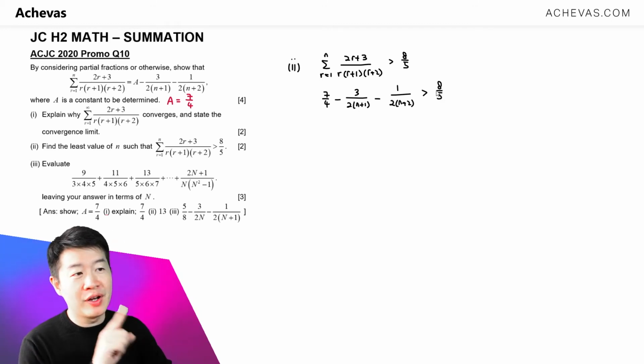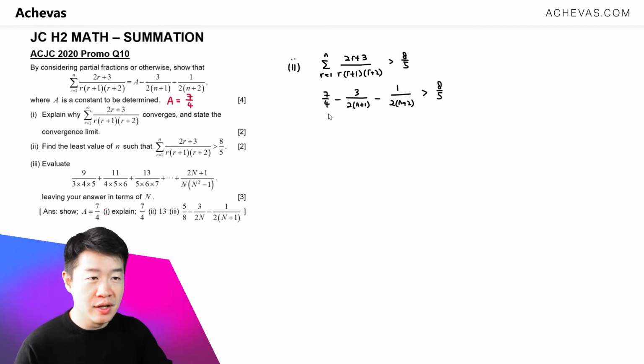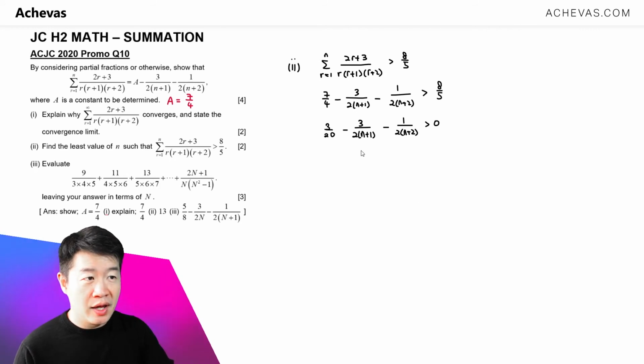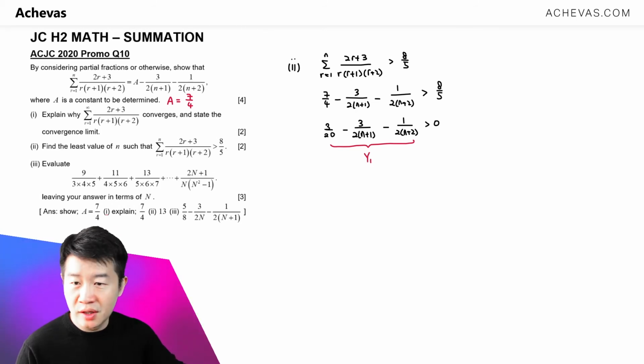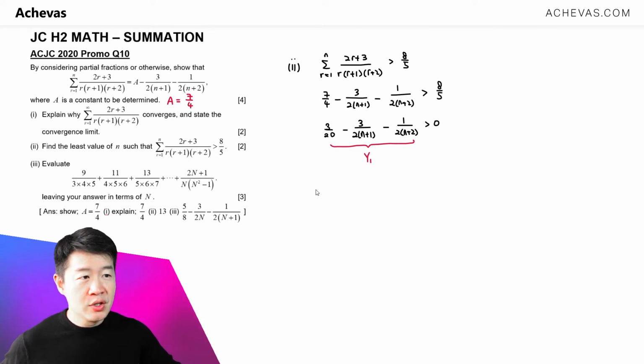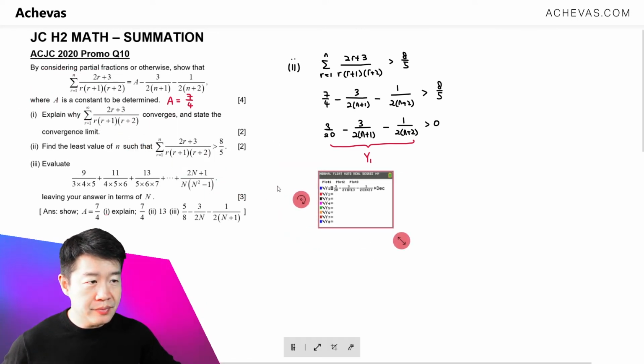And I'm going to bring 8 over 5 over to the left-hand side of the inequality, which will then give us 3 over 20 minus 3 over 2 n plus 1 minus 1 over 2 n plus 2. And this is bigger than 0. And I'm going to press this entire expression into the y1 of my graphing calculator. Let me show you what I have gotten when I press it into my calculator. So I got this.